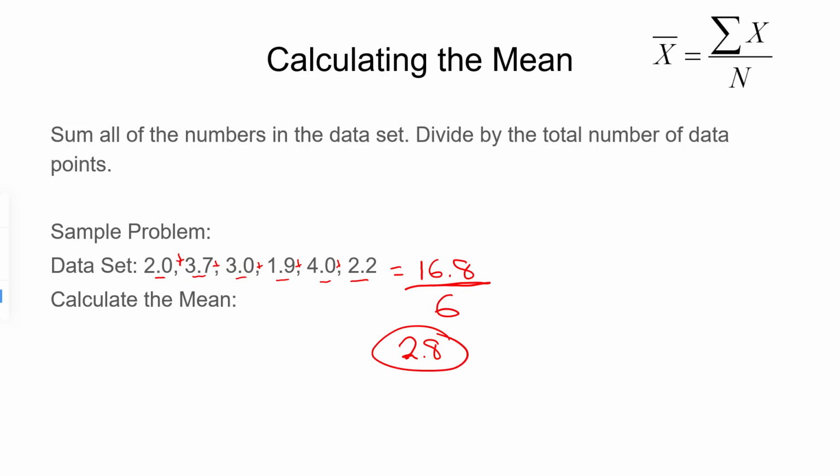If you look at the numbers here, our smallest number is 1.9, our largest number is 4.0. Does it make sense for our mean to be 2.8? Before you finalize your answer, you want to kind of make sure that your answer makes sense. And in this data set, yeah, it makes sense that the average would be 2.8.